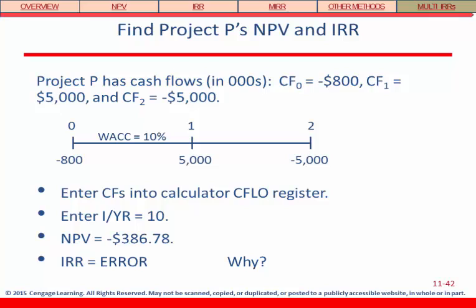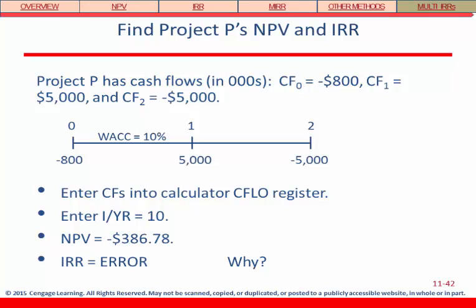So right away in this example, you can see that Project P has unconventional cash flows or non-normal cash flows. It's got a negative cash flow at time 0, which is what you'd expect, and then a positive cash flow of $5,000, which is what you'd expect. But then it's got a negative $5,000 cash flow tied to the end. So if you put those cash flows in your calculator, you might get an IRR, but you don't know if it was the correct IRR or not. And I'll show you what I mean here.